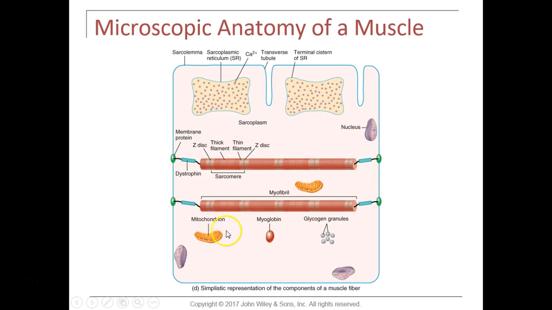And the aerobic part of it happens in the mitochondria. We're not going back over all the steps of aerobic respiration, but aerobic respiration is completed in the mitochondria. Anaerobic respiration occurs in the sarcoplasm.